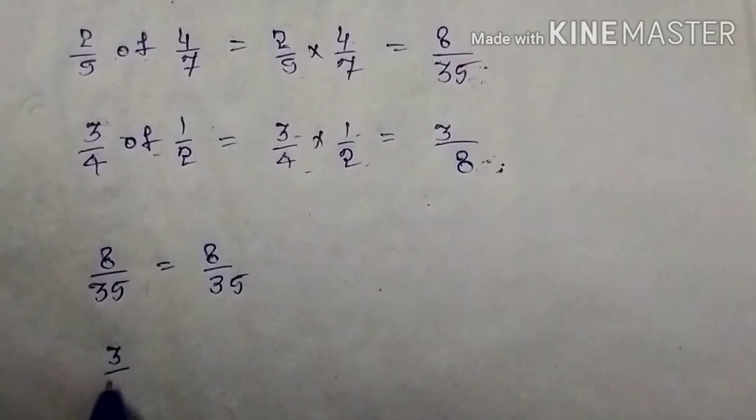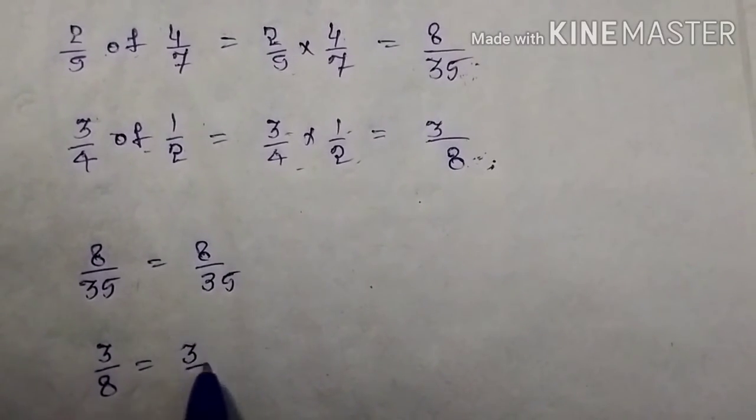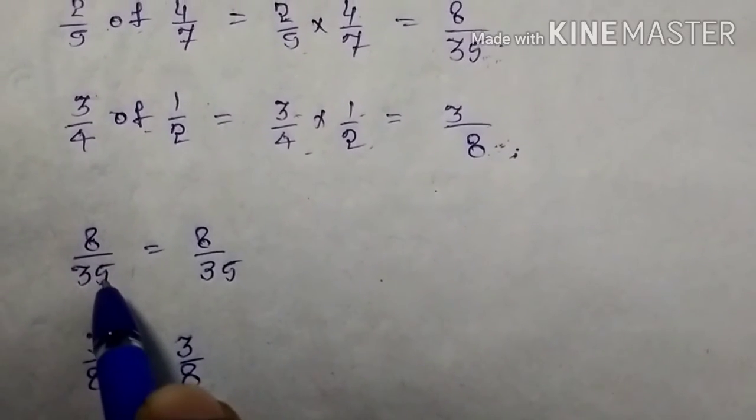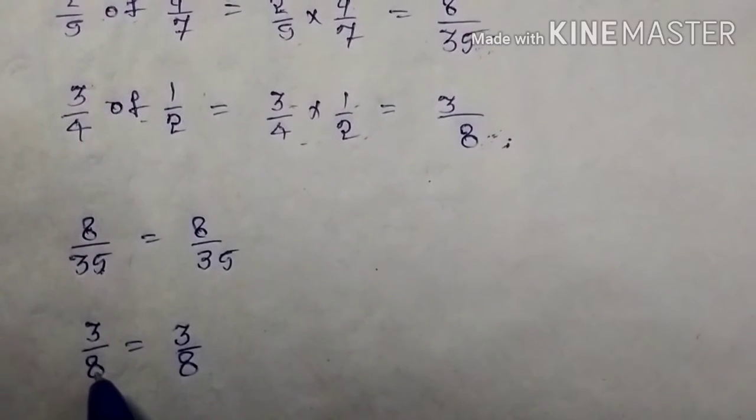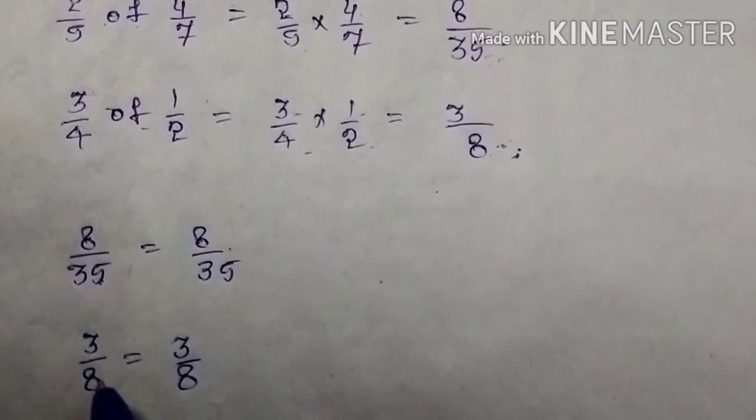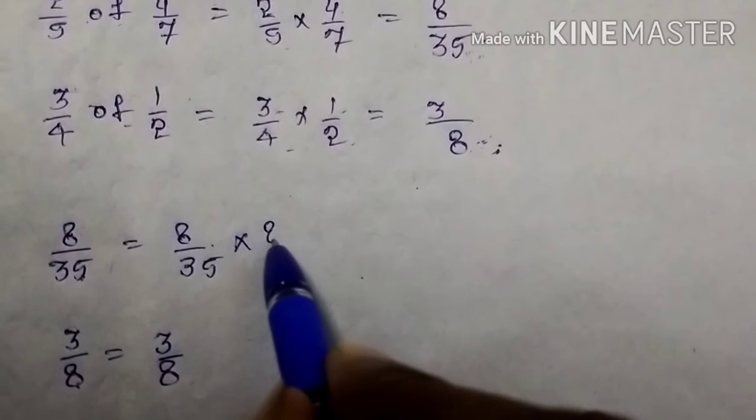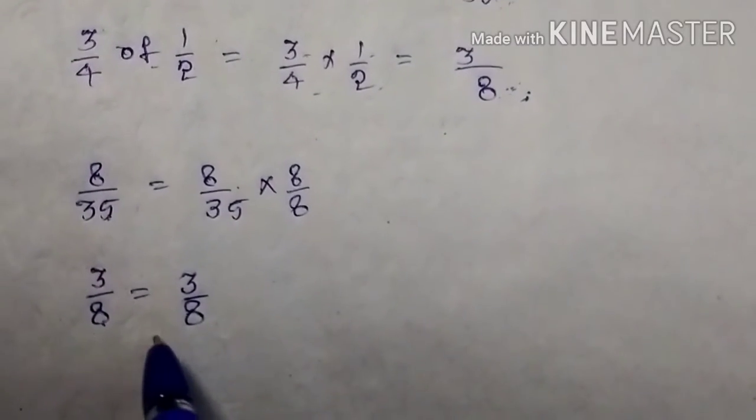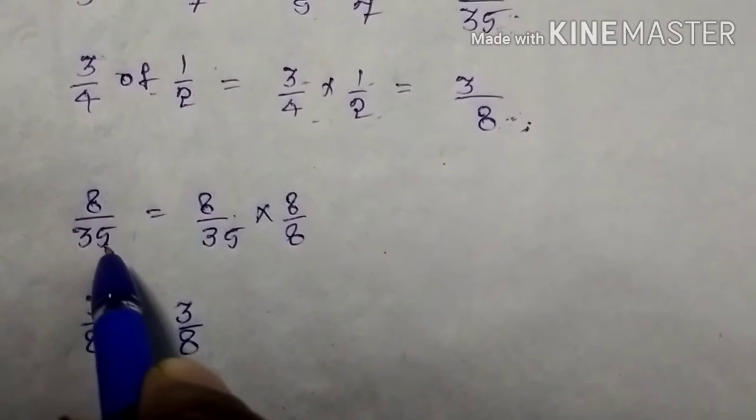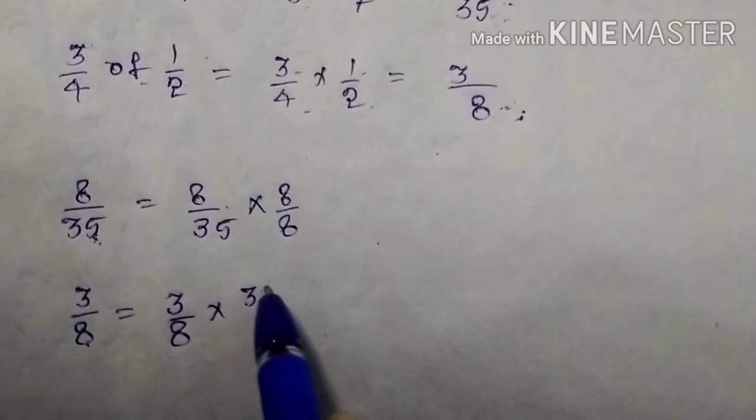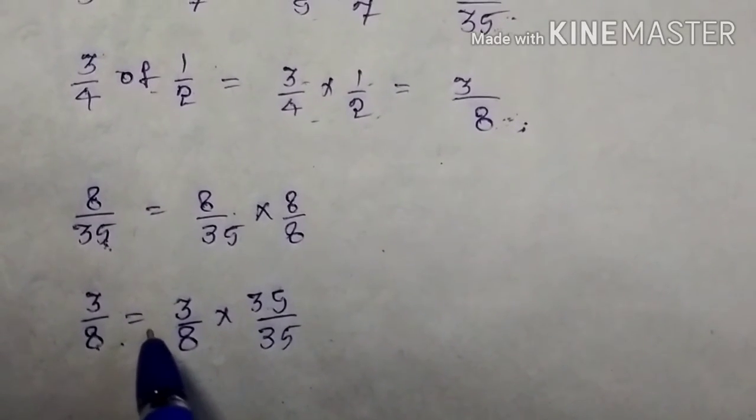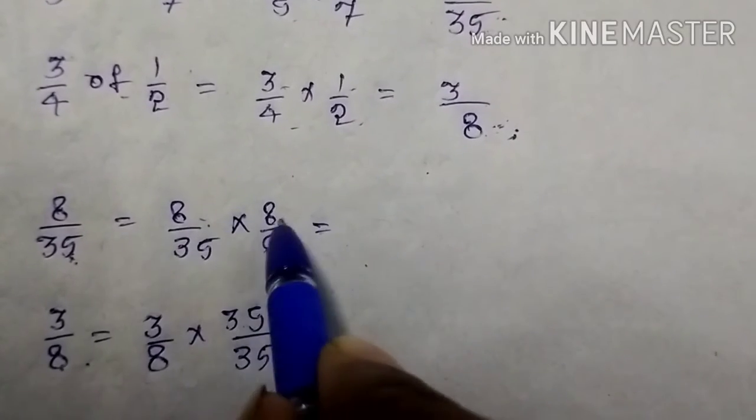You can write here 3 by 8 is equal to, I am writing 3 by 8. For our easy purpose, you can multiply the first fraction with 8 only. That means you can multiply and divide with the denominator of the second fraction, 8 by 8. In a similar way, you multiply and divide the second fraction with the denominator of the first fraction, that means 35 by 35. The value of the fraction will not be changed. You can remember this.